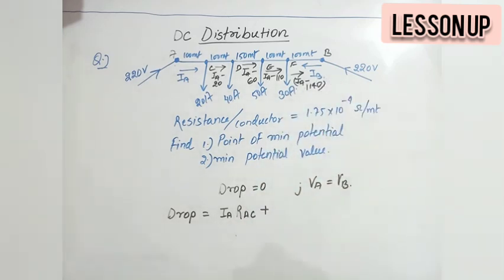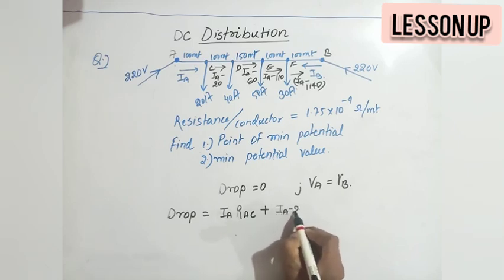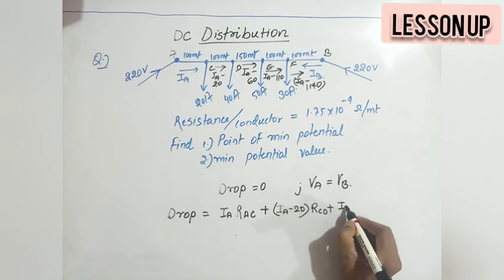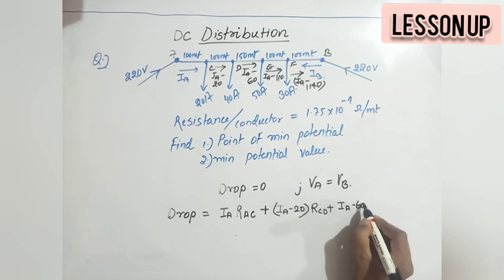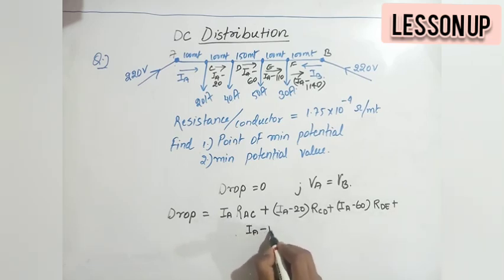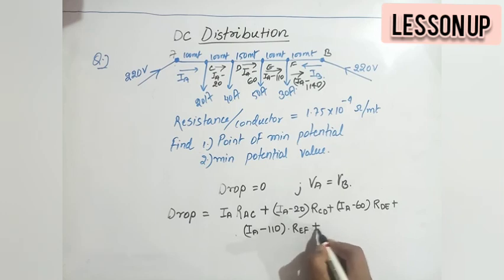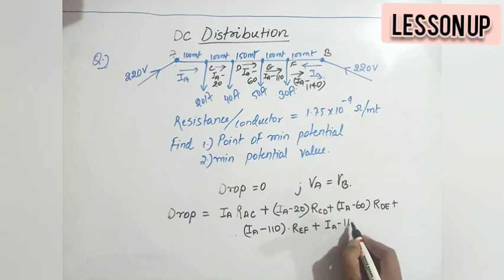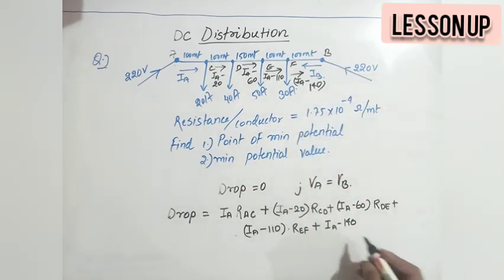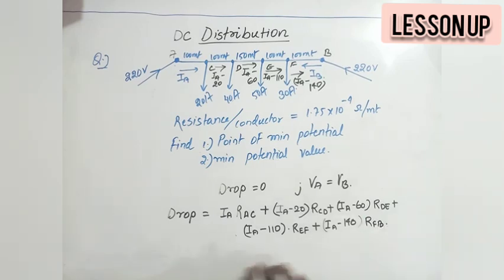Okay, IA minus 140. So the drop between C and D will be IA minus 20 into the resistance between C and D. Similarly, the drop between D and E is IA minus 60 into the resistance between D and E, plus IA minus 110 into resistance between E and F, and the drop between F and B is IA minus 140 into RFB. So this is the drop we will get.